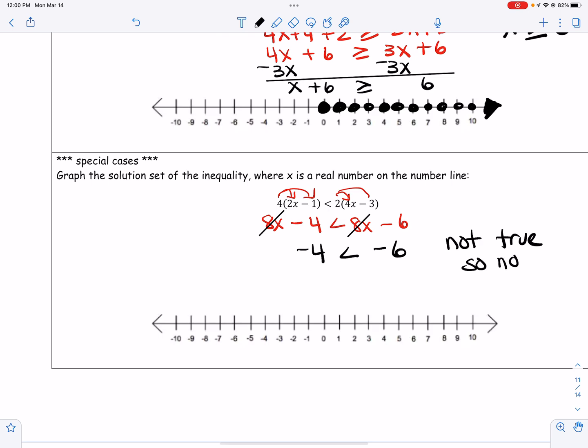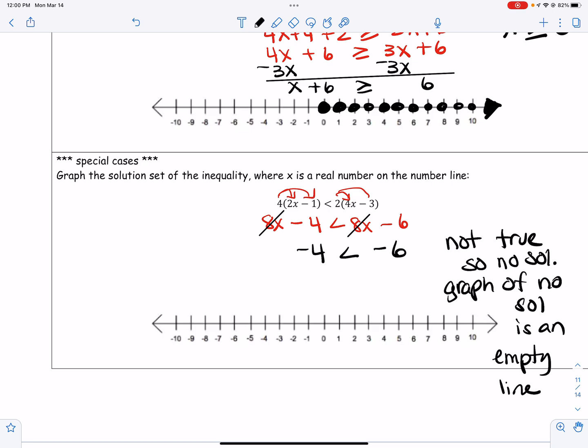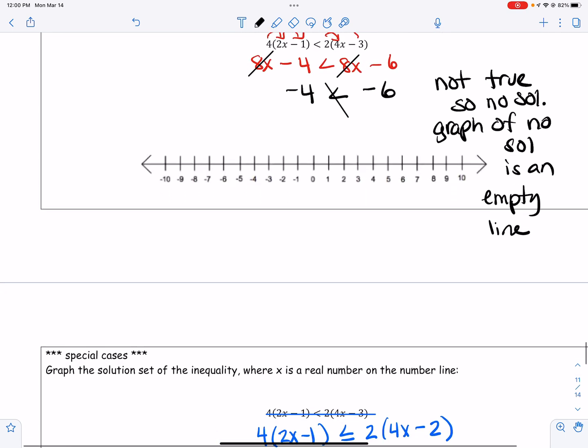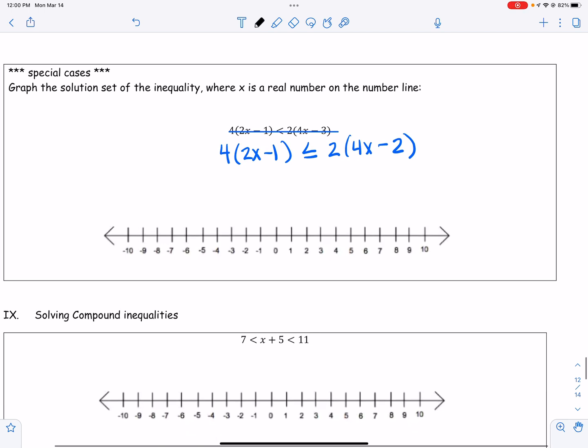So there is no solution for this, and the graph of no solution is an empty line. No shading, no dots, okay? That is not true. Negative 4 is not less than negative 6, so we cannot have anything shaded on our graph. Now, the last special case, I want you to copy this problem because I made an error.